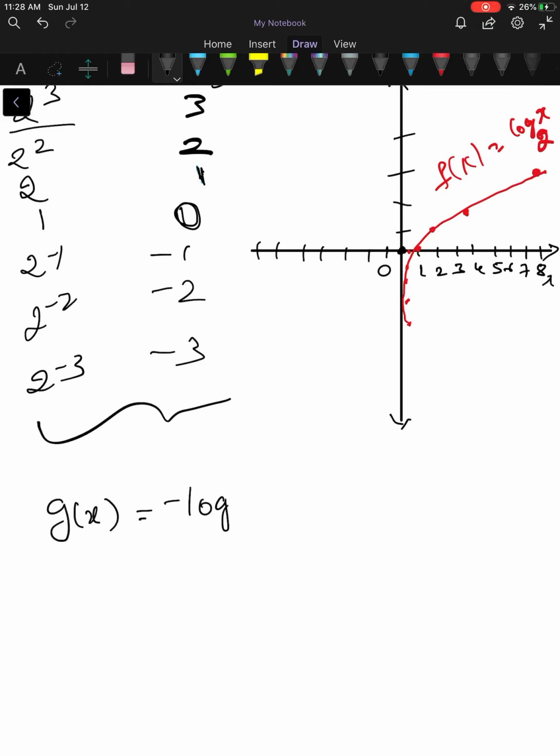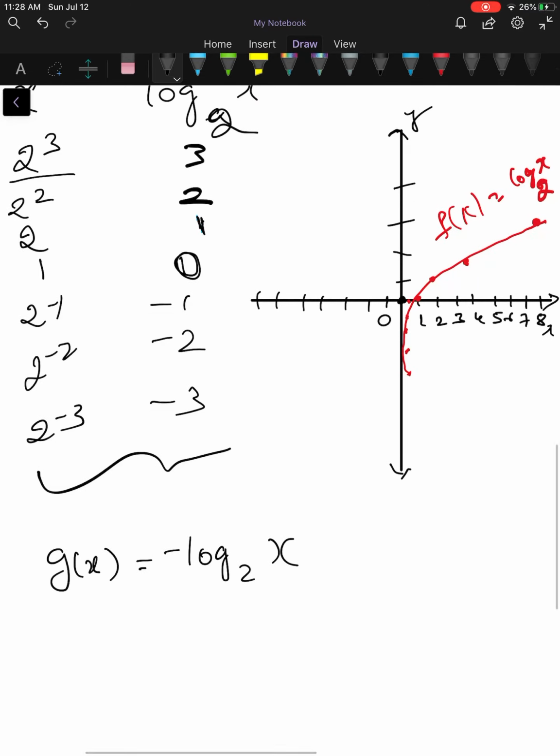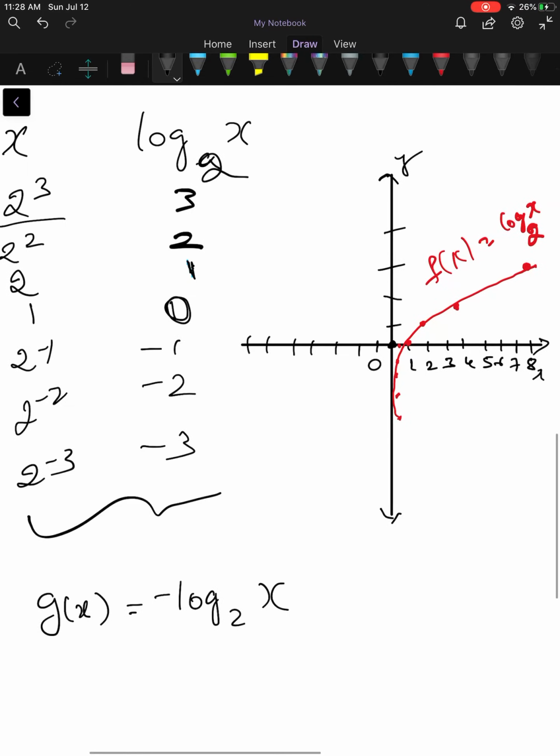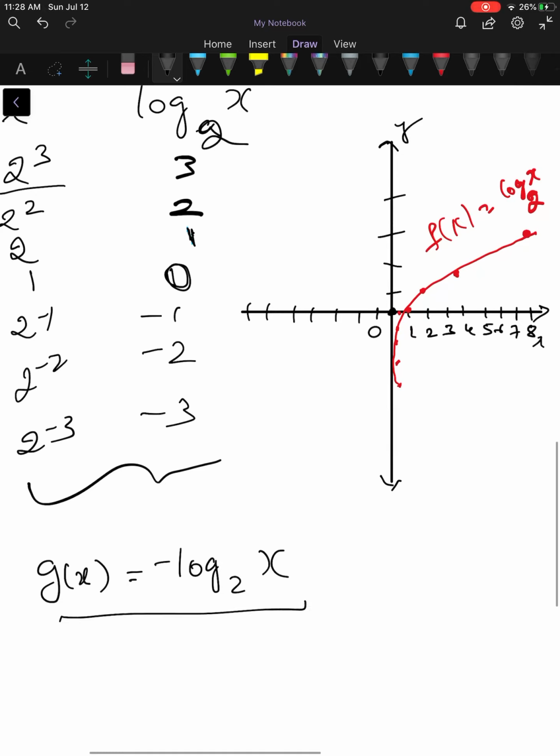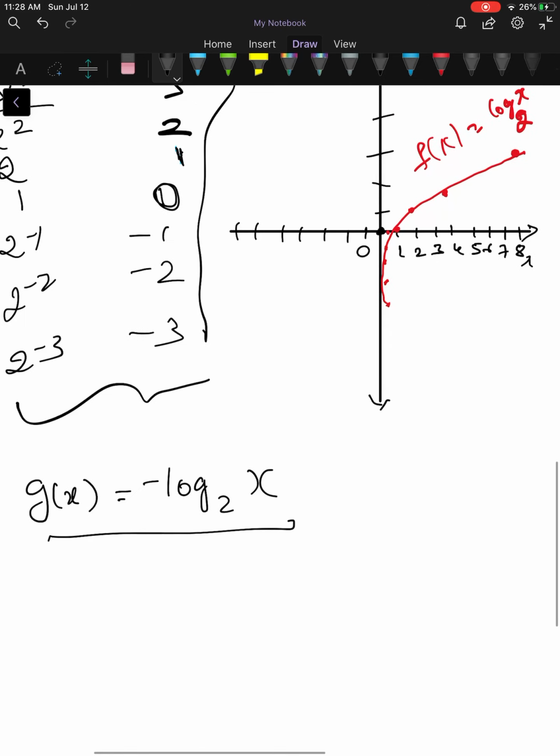Okay, so for example, if we have g of x is equal to negative log x to base 2, the above graph will be the original graph, and this is nothing but the reflection of it. So use the same table of values and multiply the functional values by -1 and plot it on the graph. You will get a reflection. Okay, and the same thing can be done even for shifting of graphs.